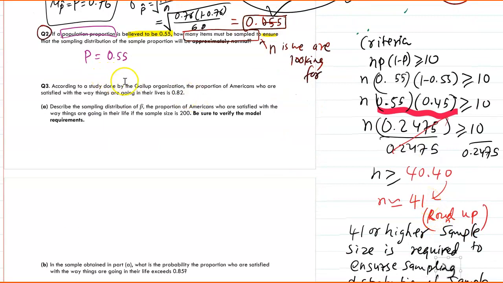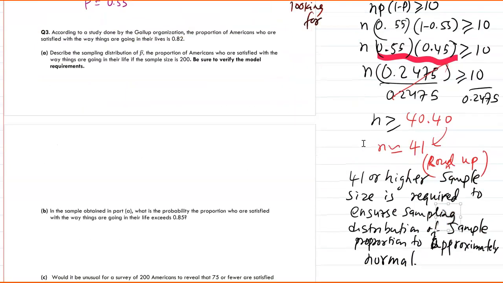It says how many items must be sampled? Must be sampled 41. About 42, 43, 44, that's okay. That means at least 41 is required for the sampling distribution of the sample proportion to be normal. Does that sound okay? Good.